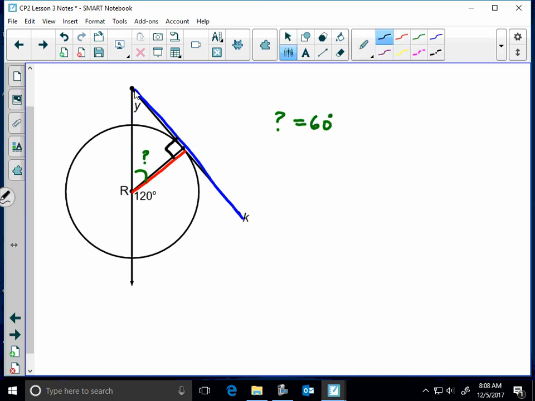Therefore, now I have myself a nice little right triangle. It looks something like this. Not perfect, but I got a 60 and a 90, and I could find that y value, which would have to be 30. So there you go.